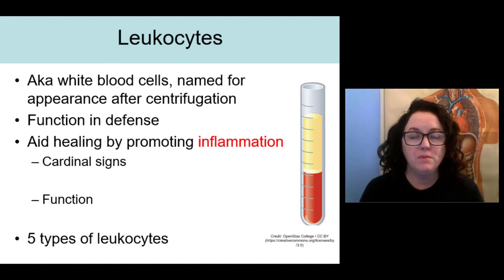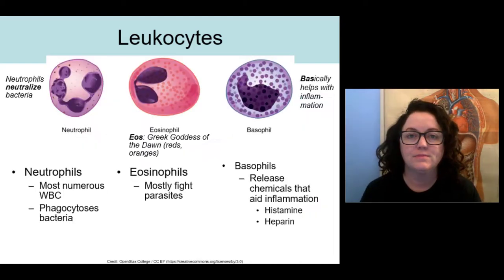So inflammation is a process that is going to enhance healing and help to remove pathogens from the area where there's damage or infection. We talk more about inflammation when we get to our section on the immune system. So there are five types of leukocytes. Let's take a look at each of these different types of leukocytes.